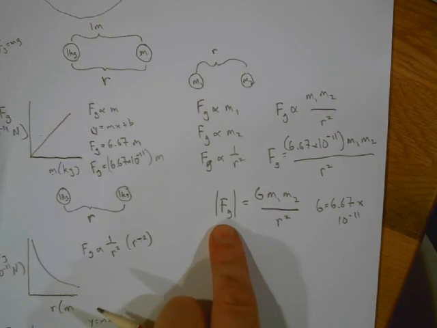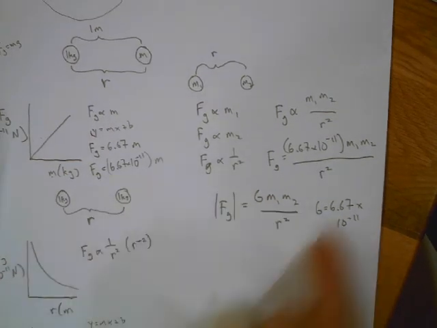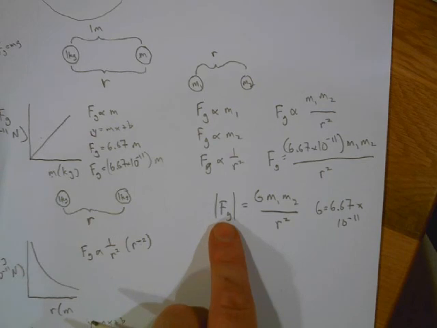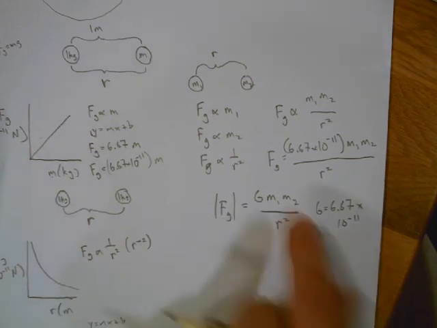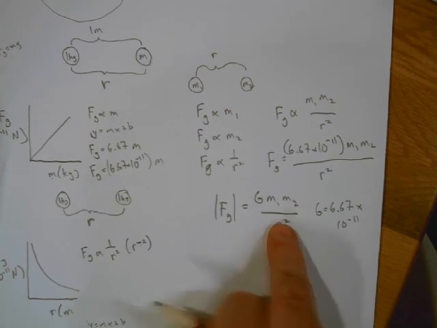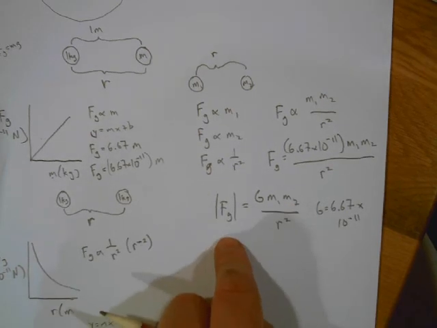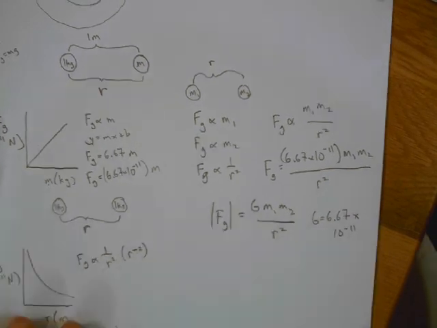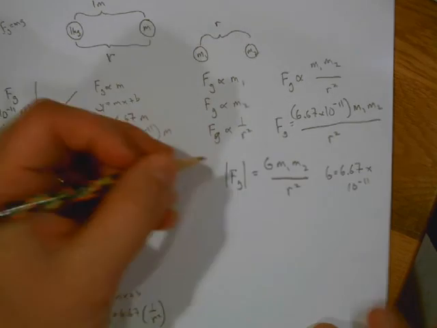Let's talk about why they write it this way. Anytime the College Board puts an absolute value here, that is telling you this is an equation to find the magnitude of the force. So to find the magnitude of the force of gravity, you do this. If you want to find the direction of the force of gravity, draw your FBD. This equation will not tell me direction. It will just tell me the magnitude.